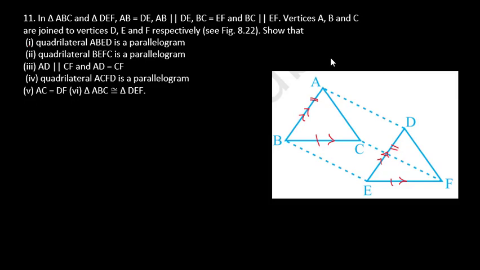So let us start again. Given and to prove, you can write yourself. So here I will start with the proof or solution. First I have to prove that quadrilateral ABED is a parallelogram. So I will take this quadrilateral.